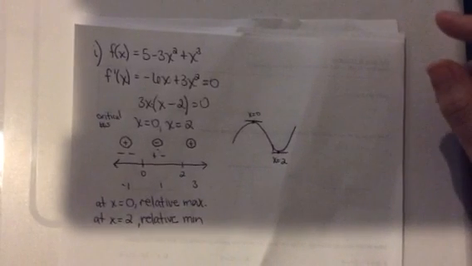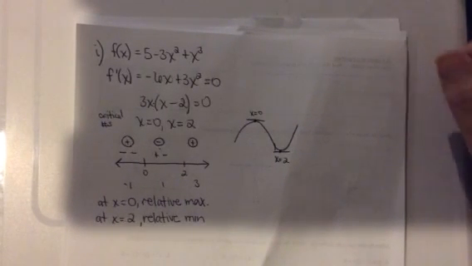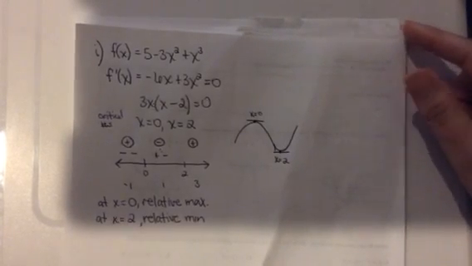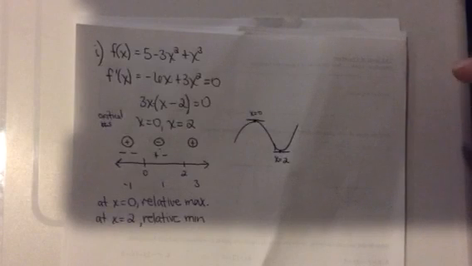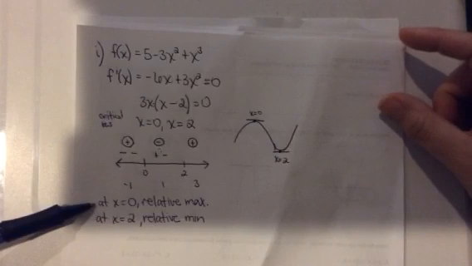So let me go back and read the question. It asks for local extrema. It doesn't say where do the local extrema happen. It asks for local extrema. So far, all I've said is where it happens. So I'm going to cover my bases because it's not 100% clear. I'm going to cover my bases and say what the actual maximum value is.